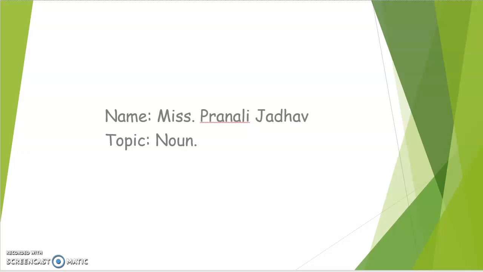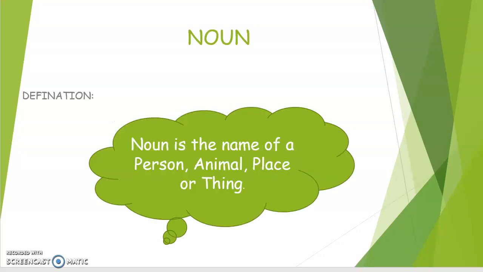Let's see the definition of noun. Noun is the name of a person, animal, place or thing, which means any name of a person, animal, place or thing is known as noun. Let's see some examples so that you will get more clear.